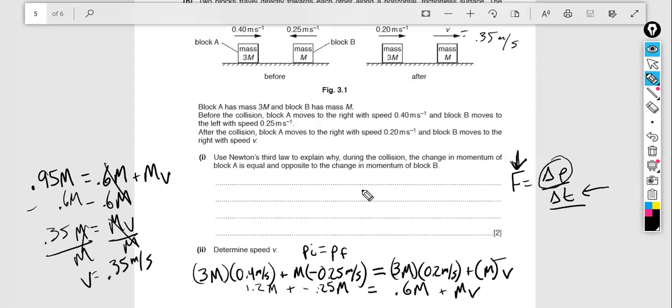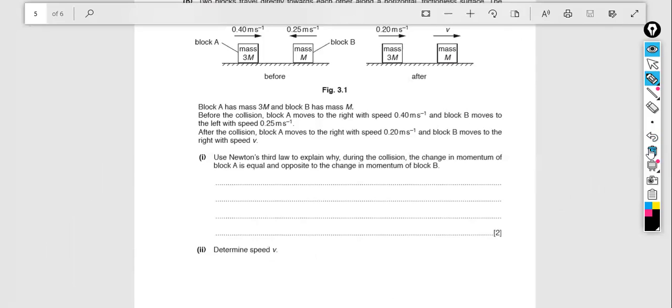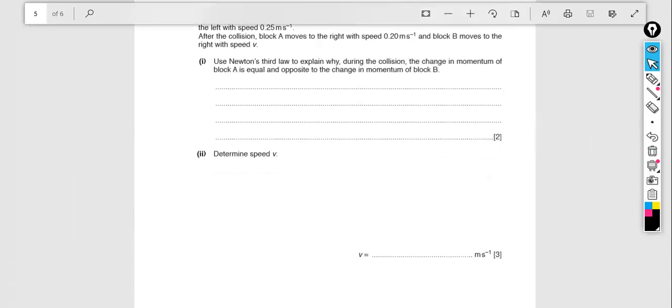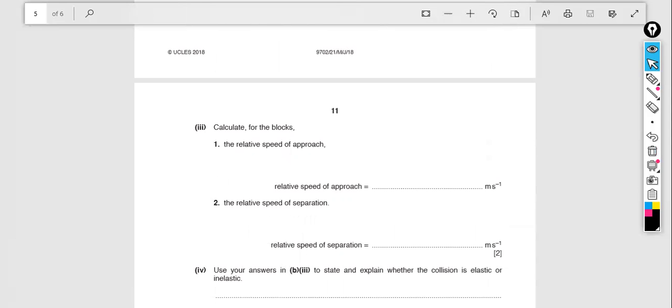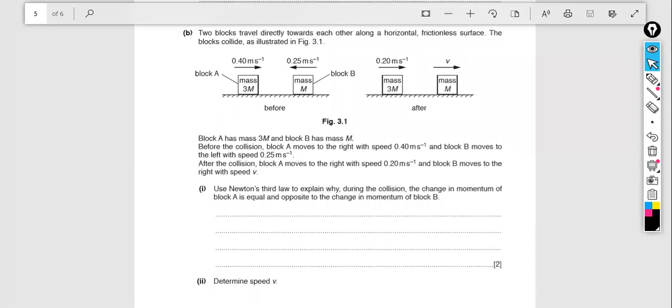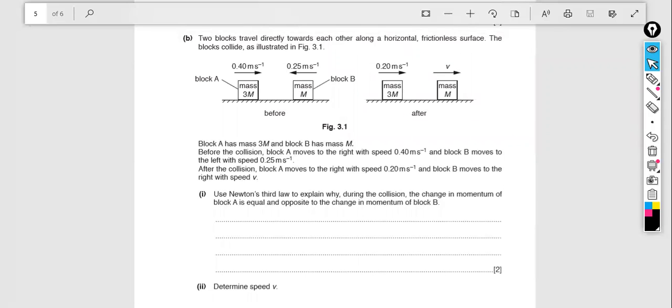If you need any of this working for a moment or two longer, pause the video because it's gone. It's like, no, I needed that. Calculate for the blocks the relative speed of approach, the relative speed of separation. Okay, so let's go back up here and do that. Oh no, I completely forgot what this was. Now I got to start over. Why was I so quick to erase it? All right, in searching my memory banks, I found the value of 0.35 meters per second.